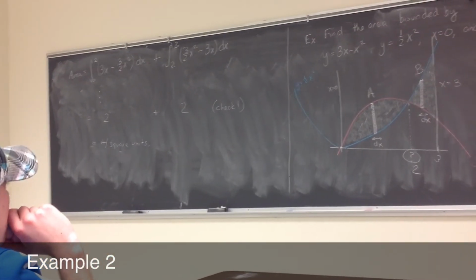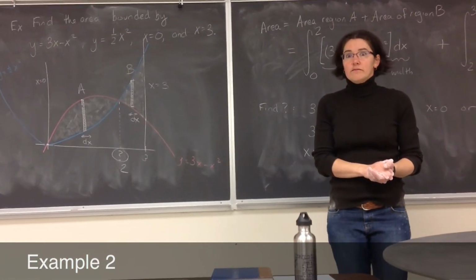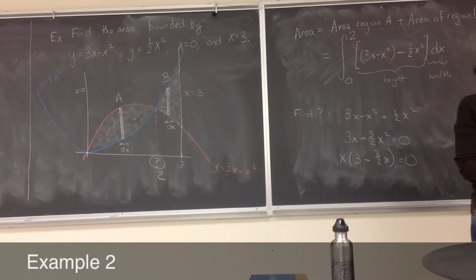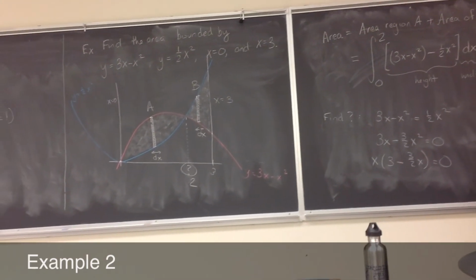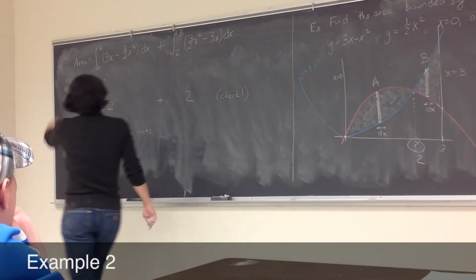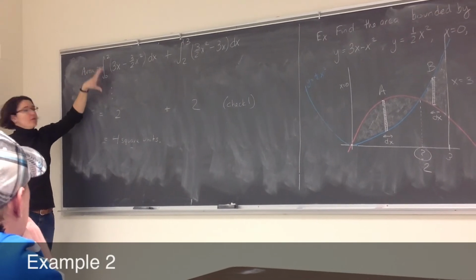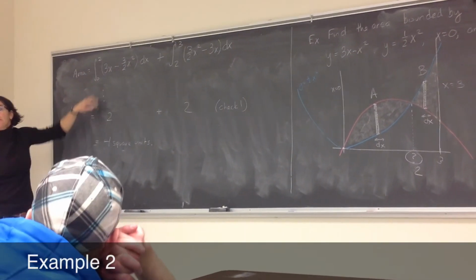All right, are there any questions about that? Questions about this? It is crucial to understand what the picture looks like. So all you did, you still got to do the evaluation, right? 2 minus 0 and then plus the 3 minus 3. That's right. So you still first got to take your antiderivative and then plug in your boundaries.